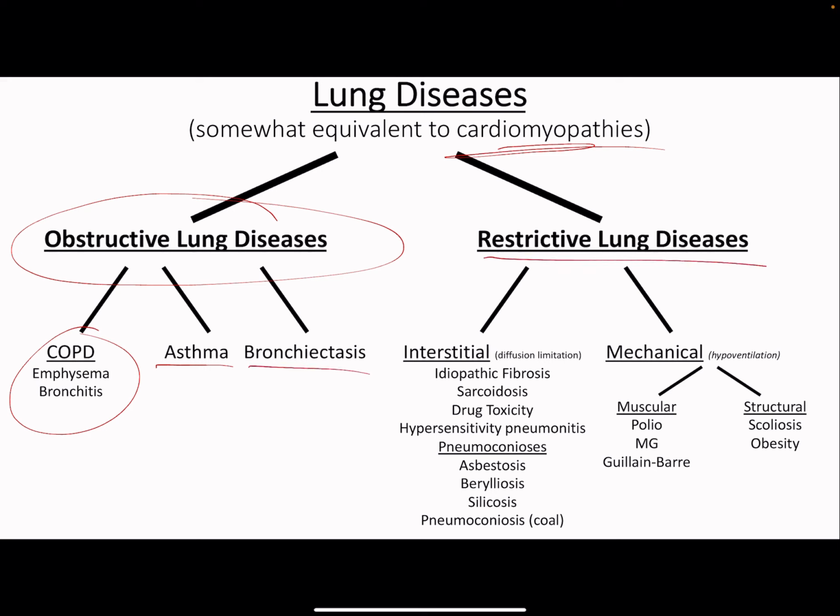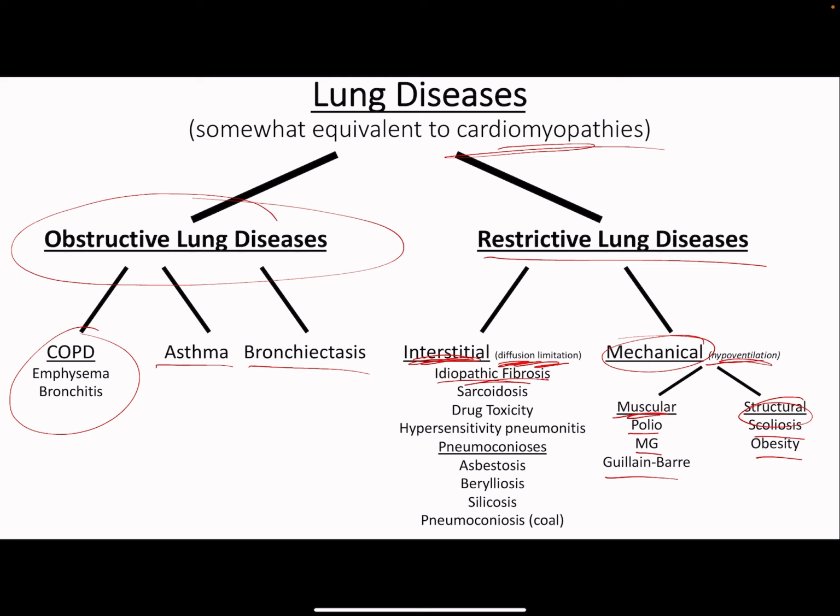For restrictive lung diseases, the difficulty is getting air in. So we can break these down into mechanical issues. So hypoventilation, whether that be a reduced tidal volume or reduced respiratory rate. Then muscular issues, whether it be polio, myasthenia gravis, Lambert-Eaton myasthenic syndrome, or Guillain-Barré. Then we have structural issues like ankylosing spondylitis, scoliosis, obesity. Interstitial is probably a little bit more common, especially for your NBMEs. So this is largely going to result in fibrosis, which is going to cause a diffusion limitation. Remember that the distance of the membrane was one of the factors for the diffusion rate.